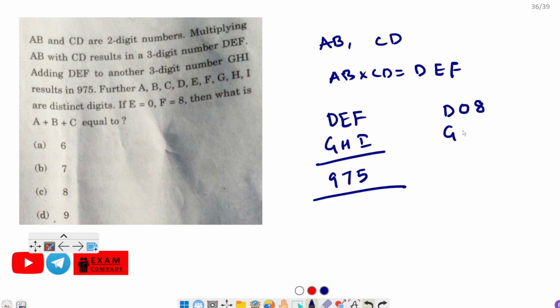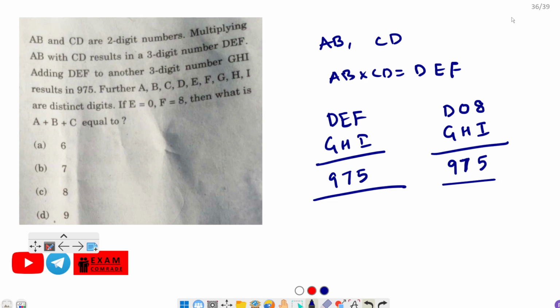Okay, right. GHI, 975. I can take a value of 7, right? There is no other possibility, I must be 7. I don't think any other value is possible.